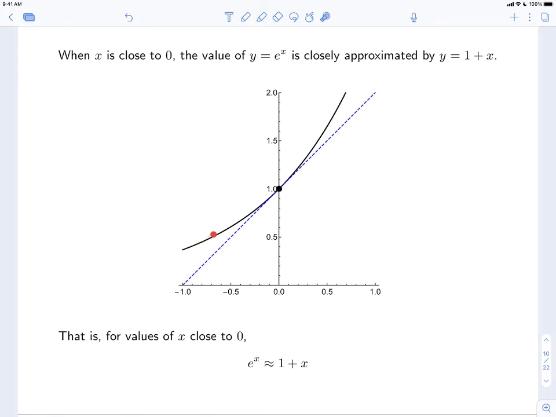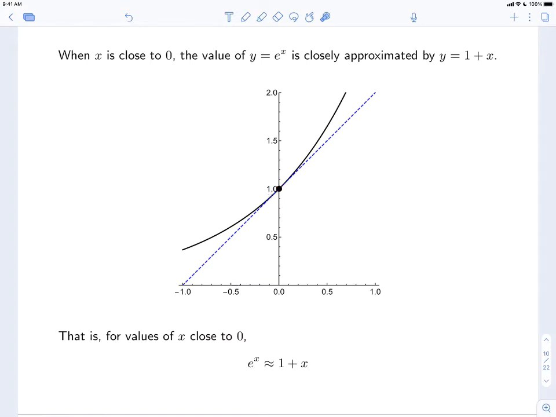So here we have this curve, y equals e to the x, and this dashed blue line is the tangent line, which is y equals 1 plus x. And as long as your x values are close to 0, then the output for e to the x and the output for 1 plus x are close to the same.